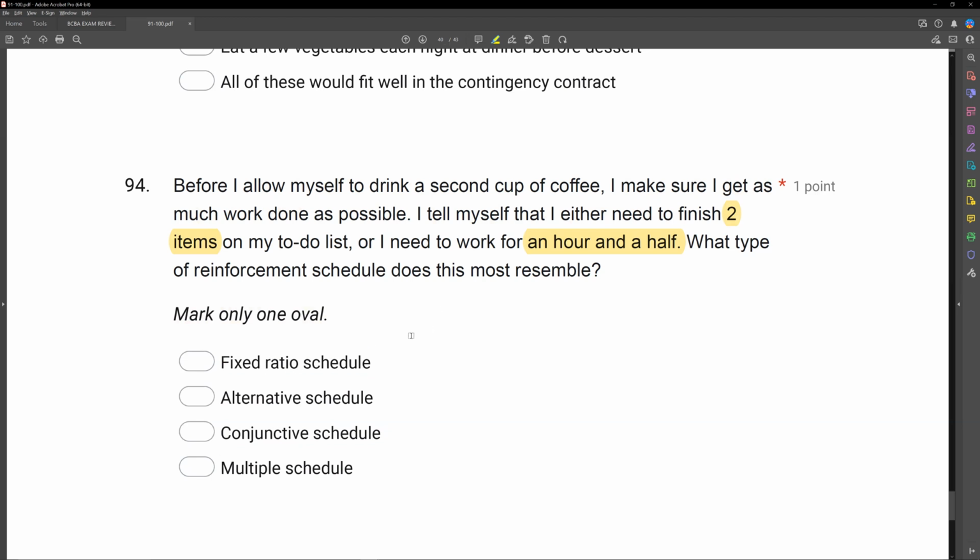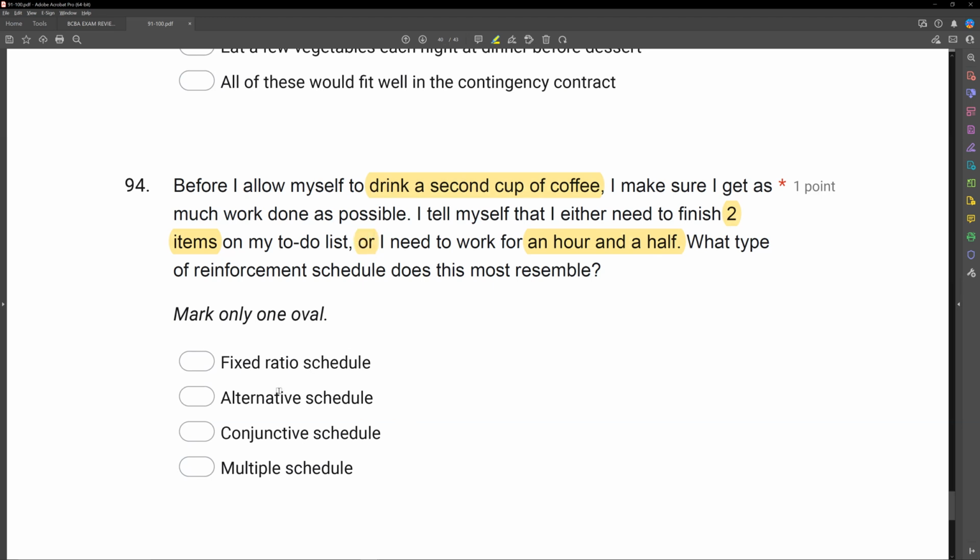Because it doesn't just have a fixed ratio. That leaves us with an alternative, a conjunctive, and a multiple schedule. Well, we know alternative and conjunctive kind of live in the same family. What is a multiple schedule? Multiple schedule is 2 or more basic reinforcement schedules that alternate at random. These schedules are not alternating, right? I need, in order to earn my reinforcement, which is a cup of coffee, I need to finish or complete one of these schedules. And the key word there is or.